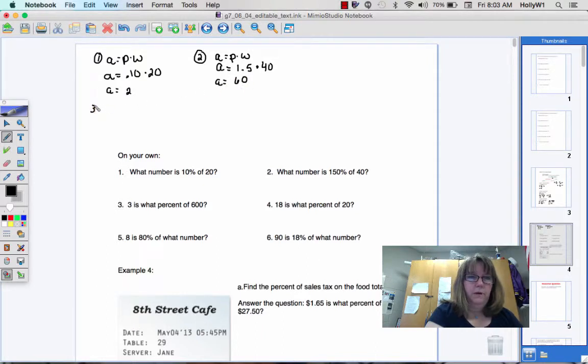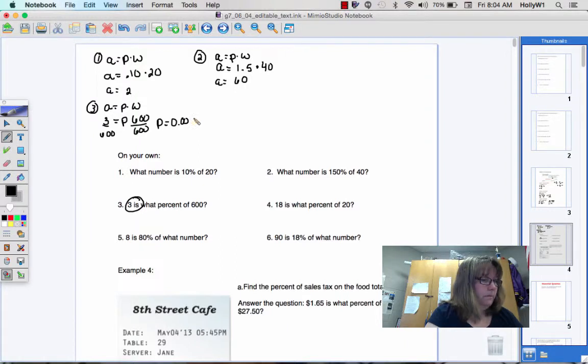Number 3, the part is equal to the percent times the whole. So 3 always goes with is, the part. So 3 is equal to, we don't know what the percent is, and 600 is our whole. Divide both sides by 600. We end up with our percent is equal to 0.005. Again, you can't leave it like this because it asked what the percent was, so I move the decimal point over to the right 3 times.